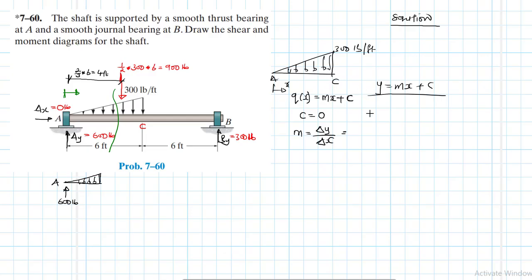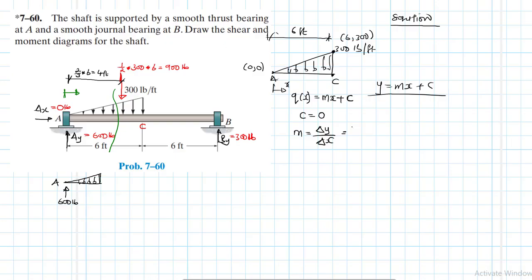So our change in y here is going to be equal to, so if this point A here has coordinates 0, 0, okay, 0 in the x and 0 in the y, and then this point here, okay, it has coordinates 6, because this distance from here to there is 6 feet. So these coordinates here, they have 6, 300.